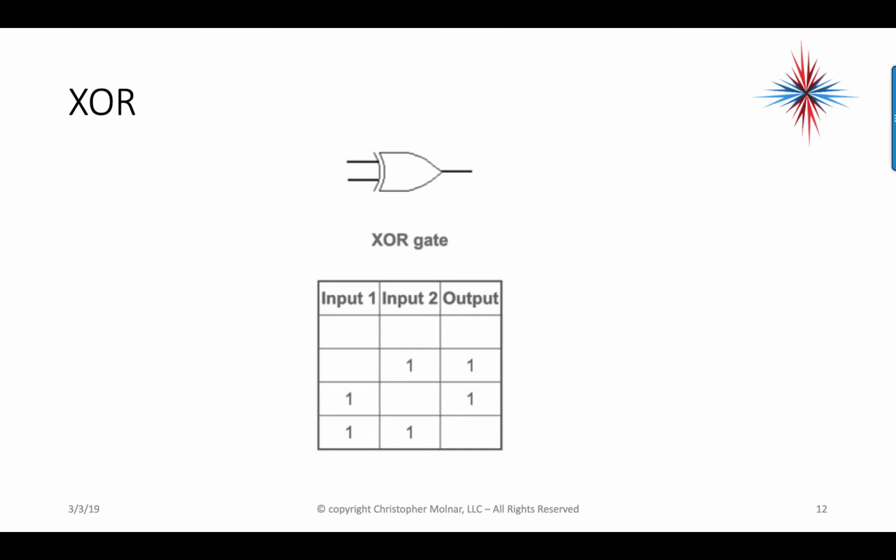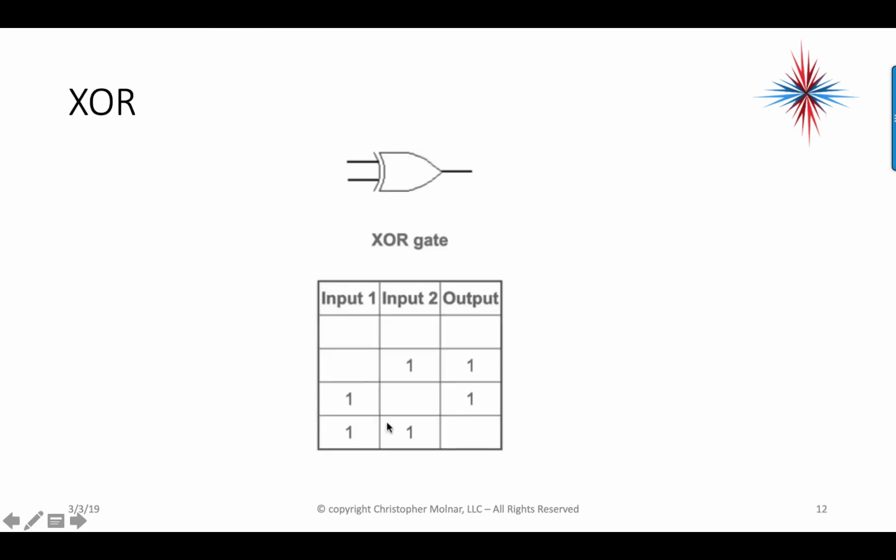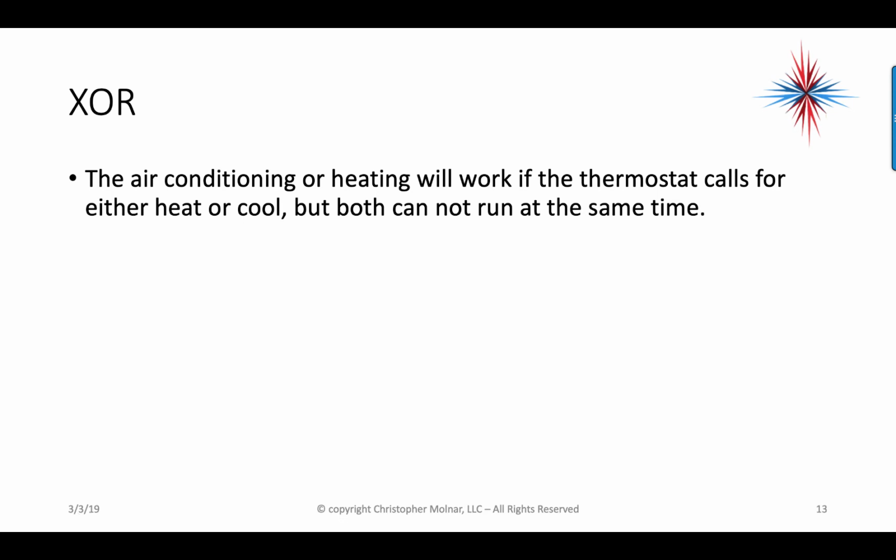Then we get a little bit more complicated. We have the XOR. Now the XOR is a little bit weird because it's an OR, but it doesn't allow both inputs to be on at the same time to get an output. It is truly an OR. In our prior one, remember, if I had both input 1 and input 2, I would still get an output. In the XOR, it builds on that, but it's very strictly, you have two choices. It's either. So let's think about it from a heating cooling perspective. The air conditioning or heating will work if the thermostat calls for either heat or cool, but both cannot run at the same time.